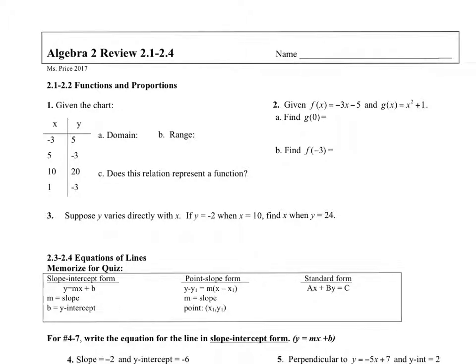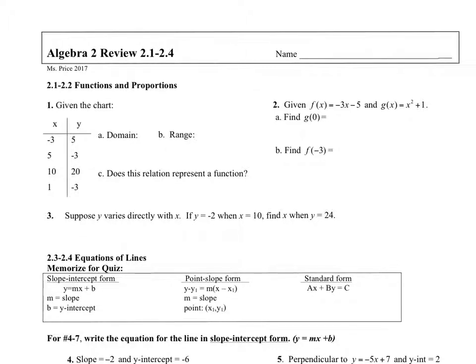Given the chart. Now, this quiz on Friday is on 2-1 all the way to 2-4, so it's on 4 lessons. It's a pretty hefty quiz, and you have to remember some stuff that we did last week. So given the chart, here are the values for x and values for y, and you have to decide what the domain and what the range is.